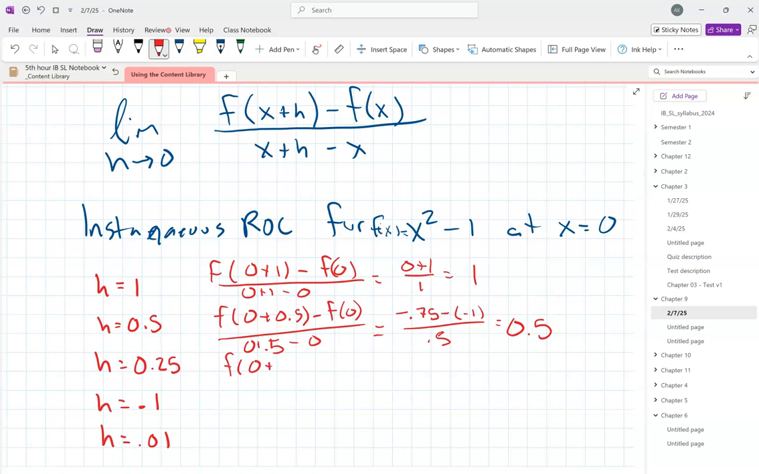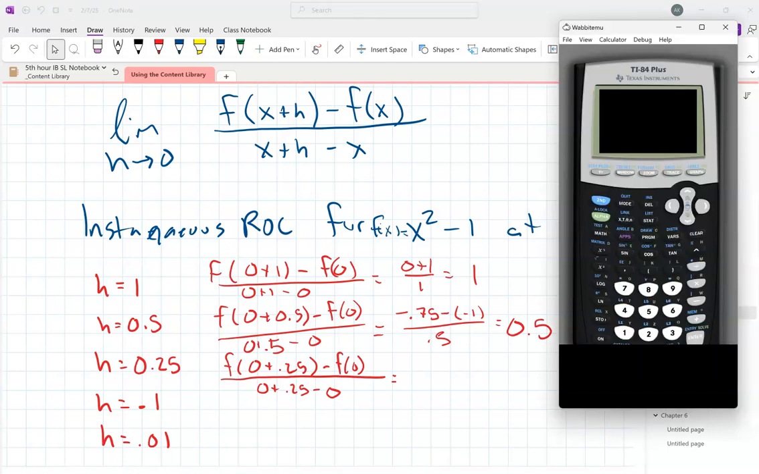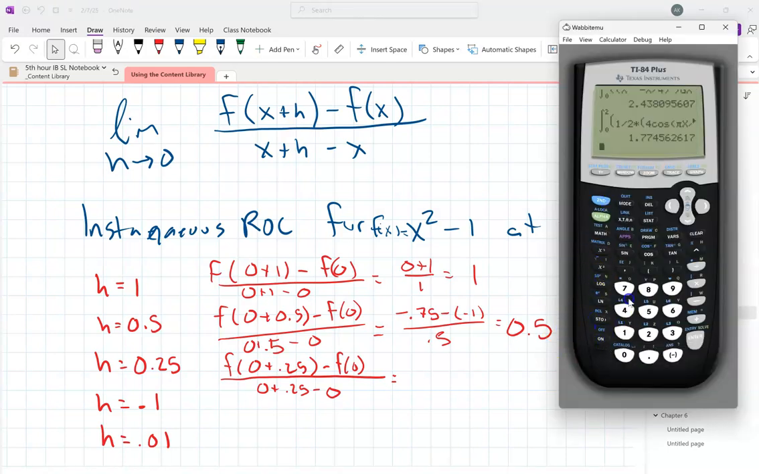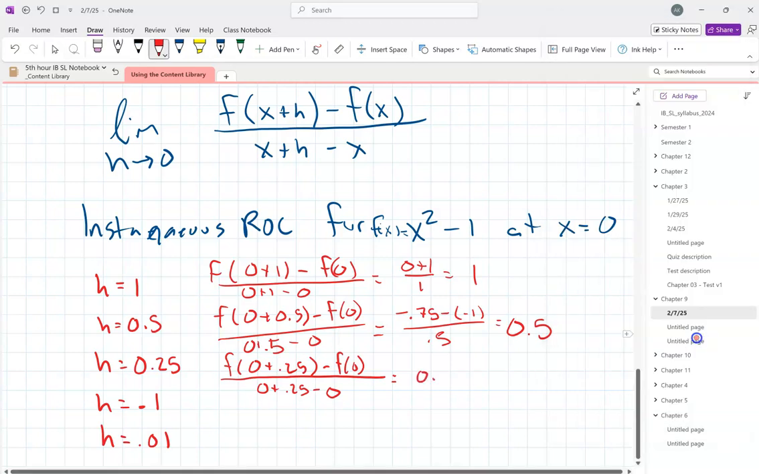So that's going to come out to be 0.5. If I keep on going, I think it's time to employ the calculator here. So there I'm going to get 0.25.